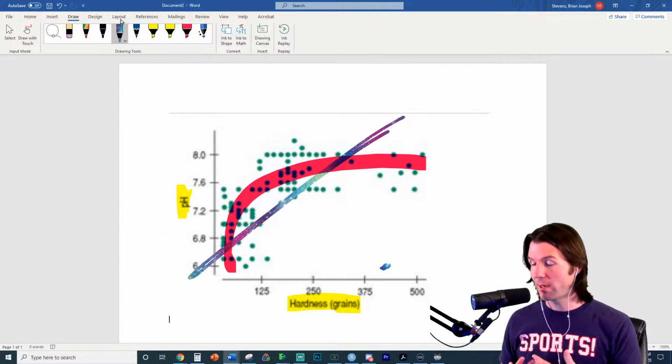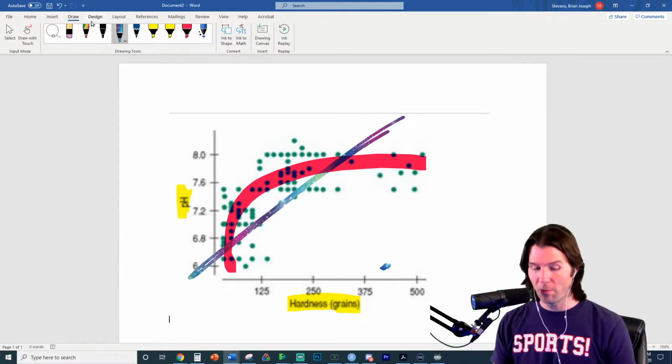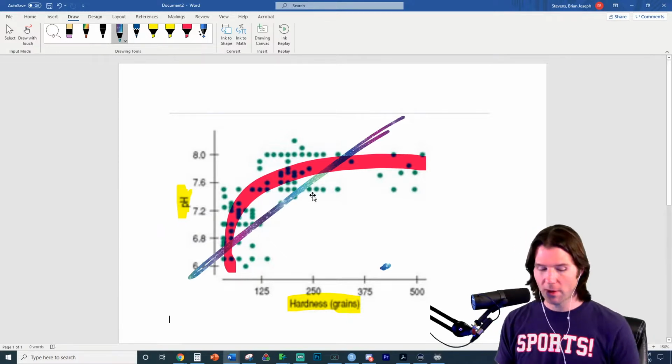And the reason you check for no outliers is because outliers can drastically impact correlation. You can have values of correlation right here.